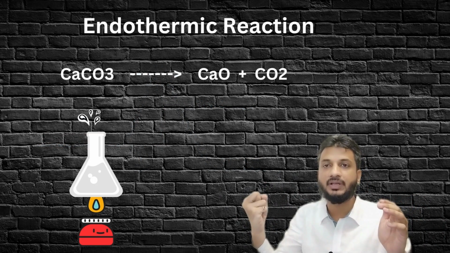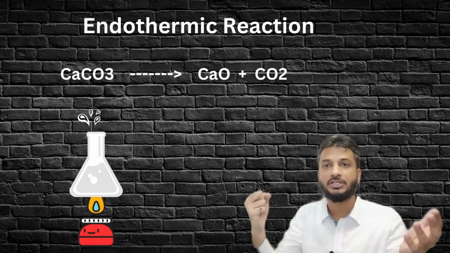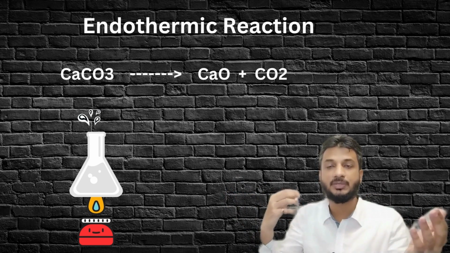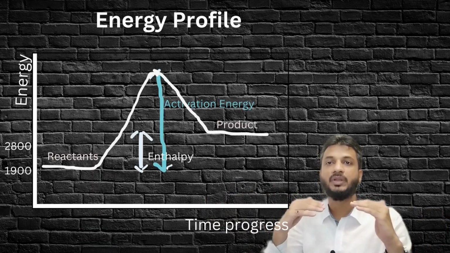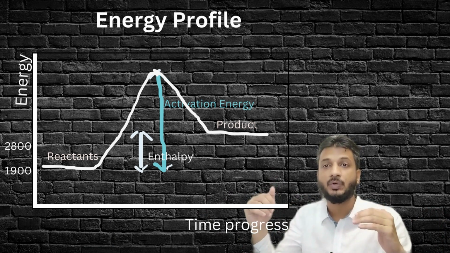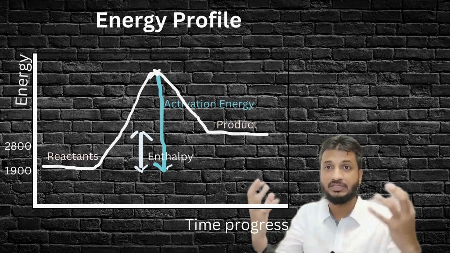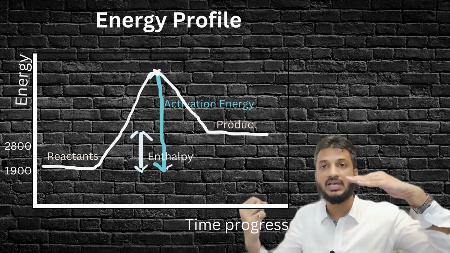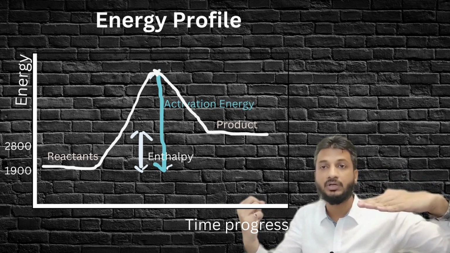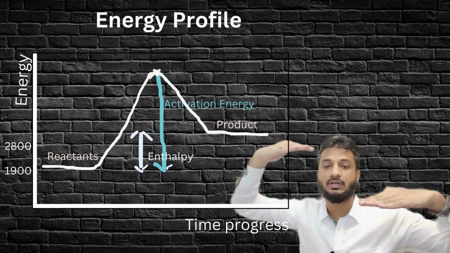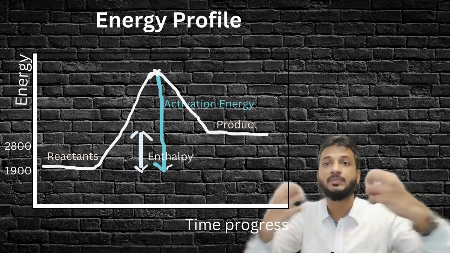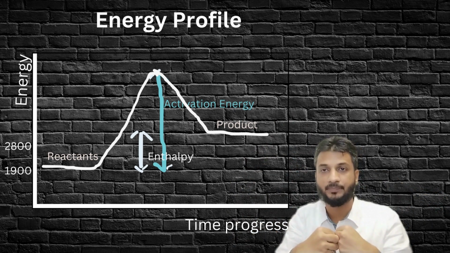So for an endothermic reaction, let's take an example of calcium carbonate decomposing by heat. We call it thermal decomposition to form calcium oxide and carbon dioxide. So when we plot this reaction, guys, since this is an endothermic reaction, it takes in heat or energy. And that's why this time you will see the reactants are lower and the products are higher. Why? Because overall the reaction absorbs energy from the surroundings.